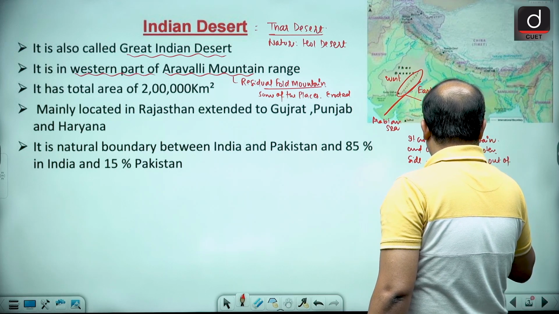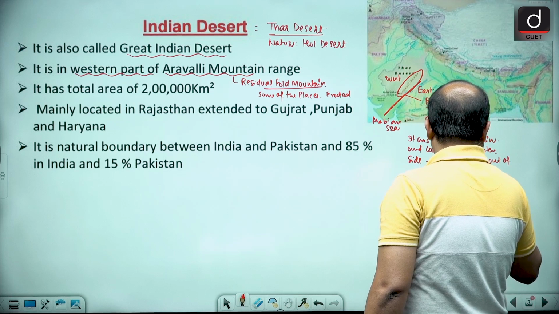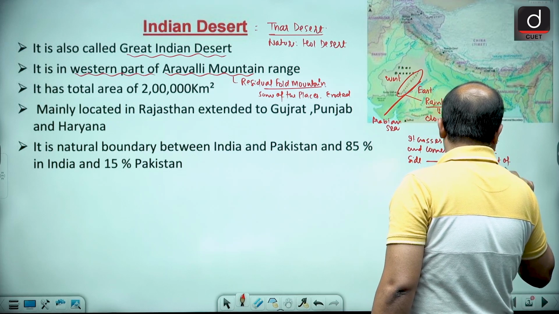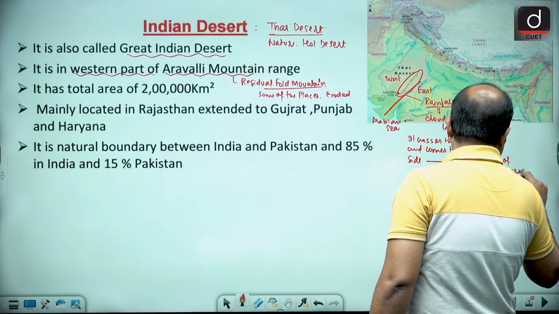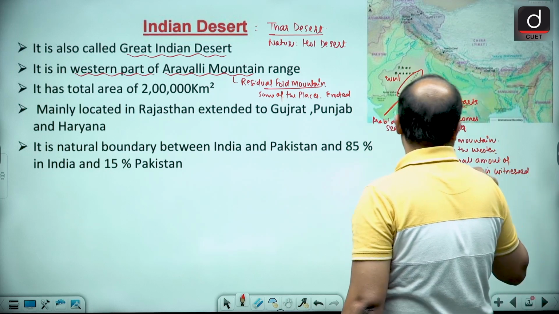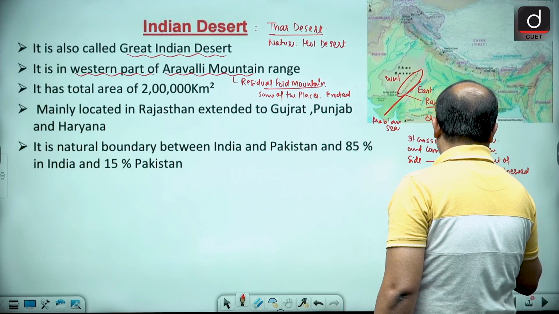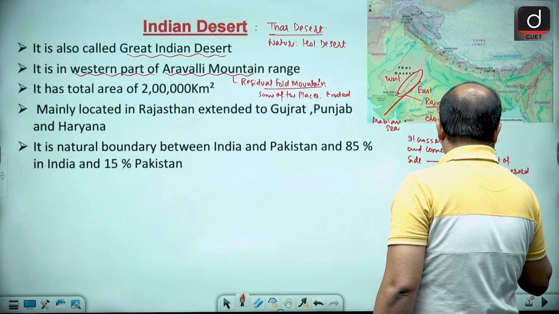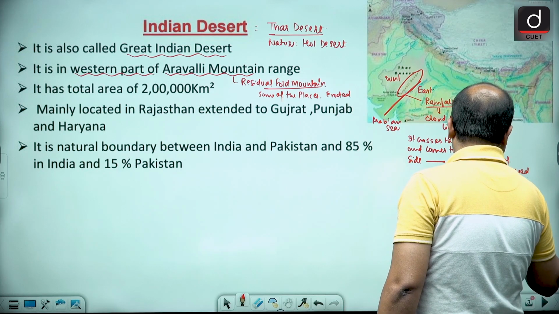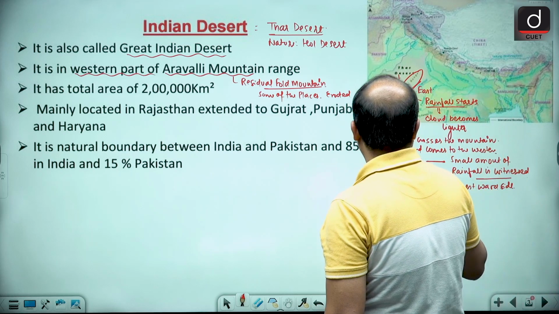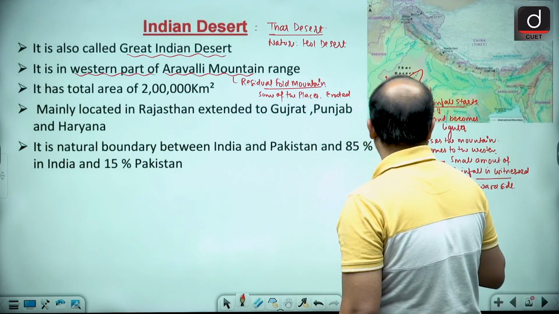Small amount of rainfall is witnessed on another side, on the westward side of Aravalli, and you will find this is the reason for the desertification.